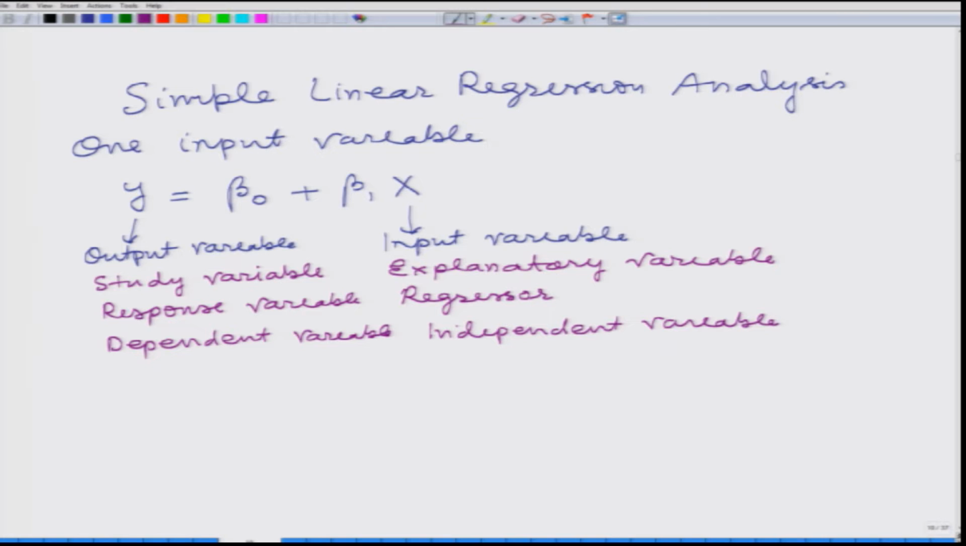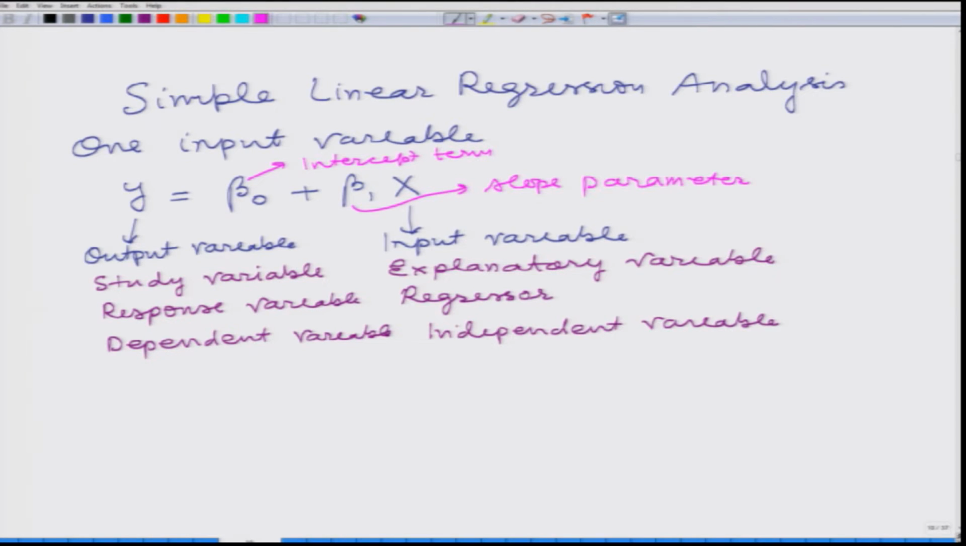And just for your remembrance, this beta 0 was our intercept term, and this beta 1 was the slope parameter. If you try to recall, in lecture number 2, we had considered the linear equation y equal to mx plus c, which I had translated in terms of y equal to beta 0 plus beta 1 x. Okay. So, now this is my model.